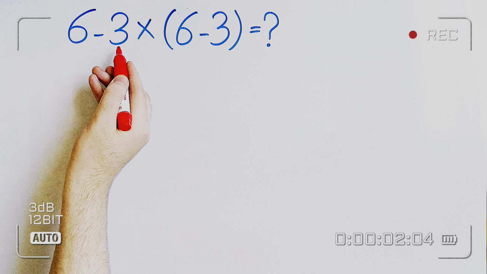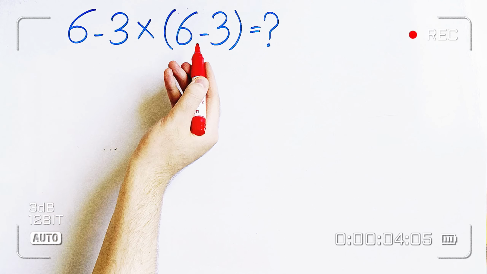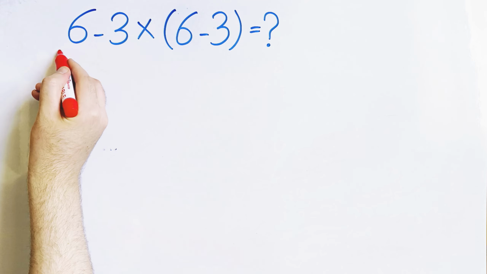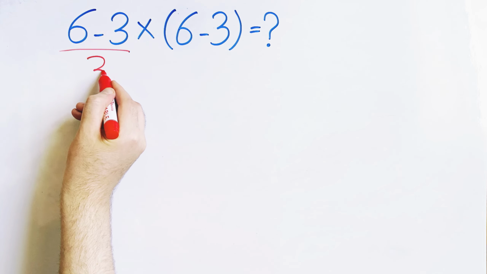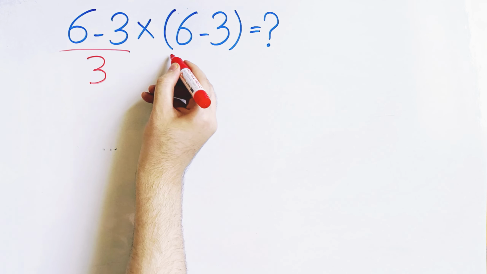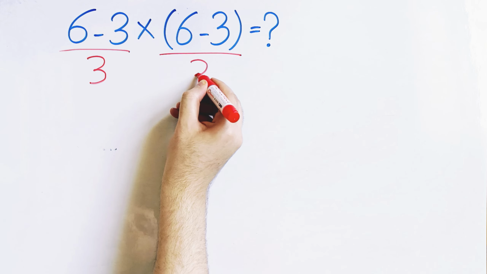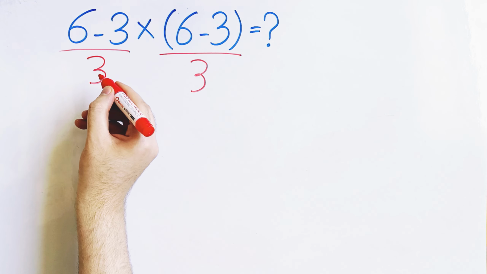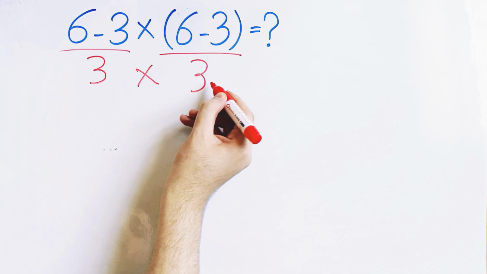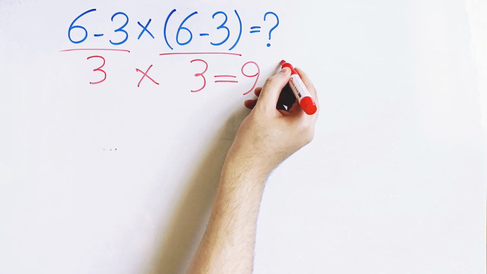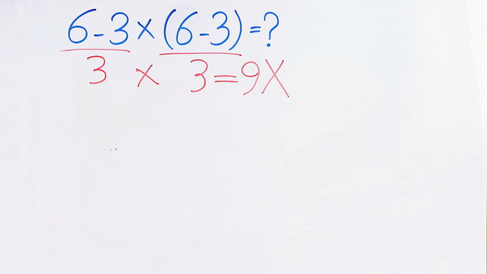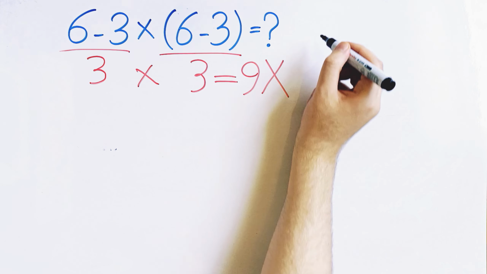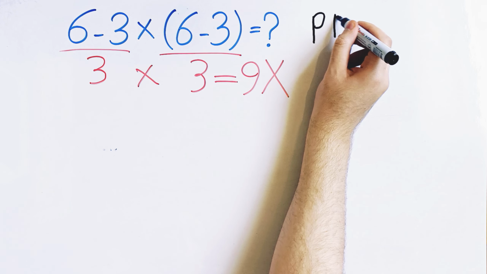6 minus 3 times 6 minus 3. 6 minus 3 equals 3. And 6 minus 3 equals 3 again. So 3 times 3 equals 9. But this answer is completely wrong because we didn't follow the order of operations.